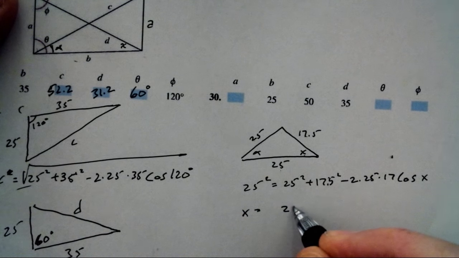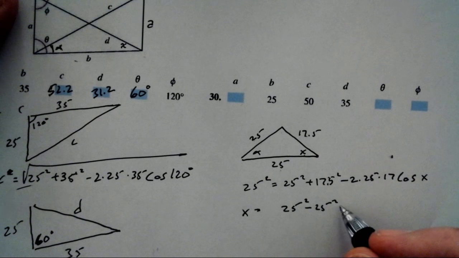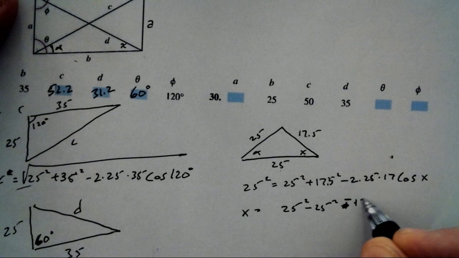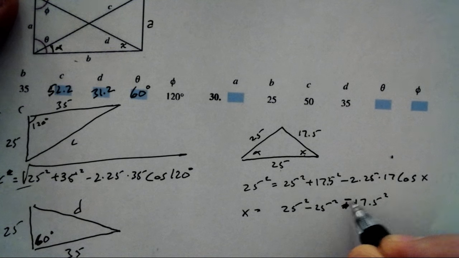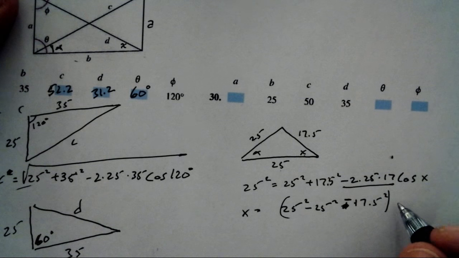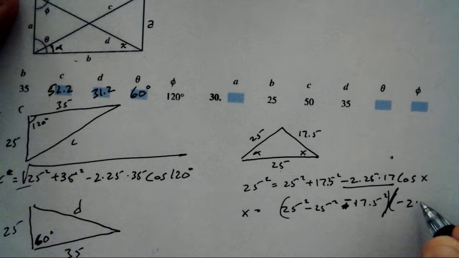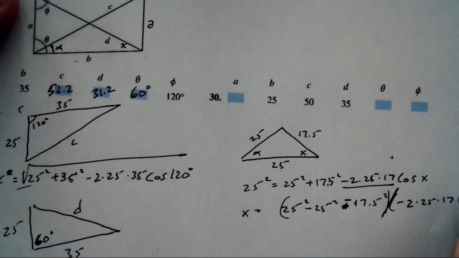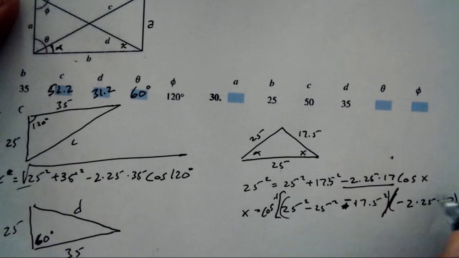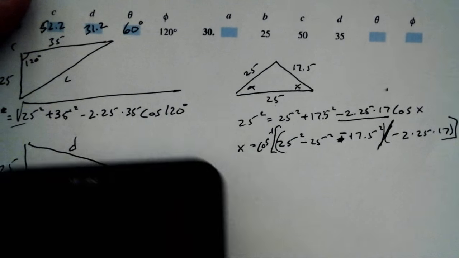X is, it was the 25 squared. I subtract 25 squared, of course that's 0. I subtract 17.5 squared. And then all of this needs to be divided by negative 2 times 25 times 17.5. And ultimately I need to take the cosine inverse of all of that. And I remember to do it this time with the parentheses.